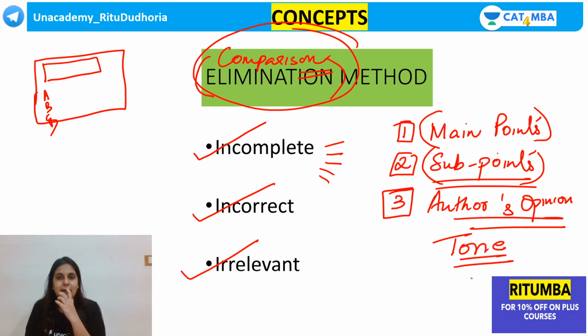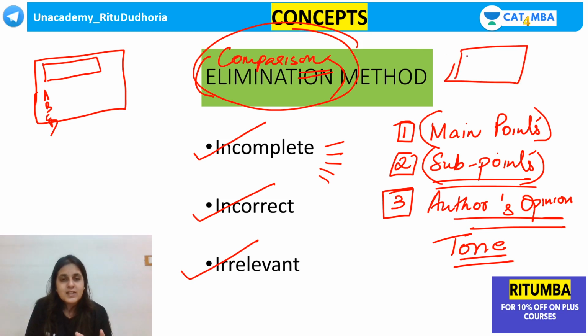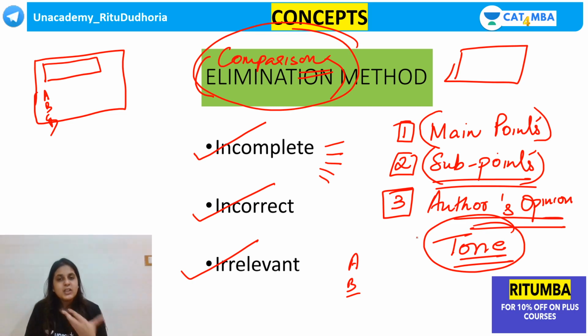For example, if the passage is on smoking, the author clearly says that one should not smoke if one wants to lead a healthy life. Now, there are two options. Generally, this is what happens. We get stuck between two options, and how do we select? So, guys, your guiding principle then has to be the tone.